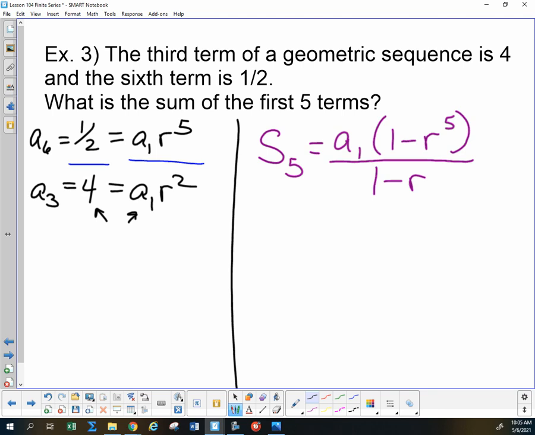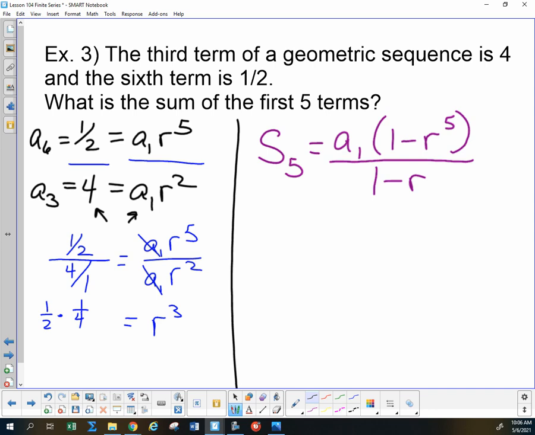But on one side I'm going to write it as 4, and on the other side I'm going to write that 4 as a1r squared. So I am looking at 1/2 divided by 4 over 1, and that gives me a1r to the 5th divided by a1r squared. My a1's cancel, and what do I have on the right? How many r's on the right, everybody? 3. 5 minus 2, I've just got r cubed. On the left, if I have 1/2 divided by 4 over 1, that's the same thing as 1/2 times, flip my fraction, 1 over 4.